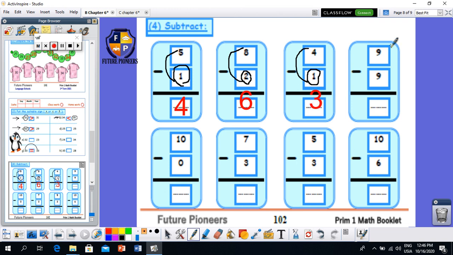Great job. 9 minus 9. Which is the smaller number? Here the two numbers are equal. When the two numbers are equal and we do subtraction, the result will be 0. 9 minus 9 gives us 0 because we have the same number. So 9 minus 9 equals 0.